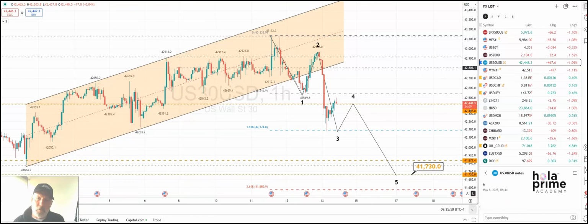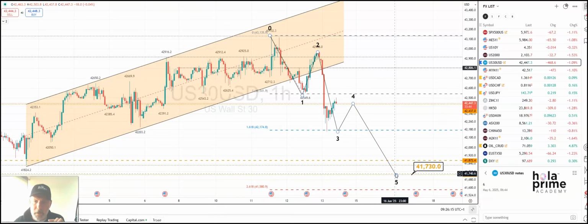things become exhausted. We have impulsive moves. They become exhausted at certain levels. Now, it's not just certain levels, but it's also certain time scales. At the moment, I've got weekly support here at 41,730. I've also got a support level at 41,868. Okay, so if we see, and again, I'm not a fortune teller.